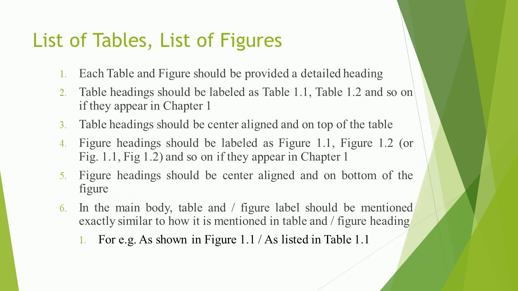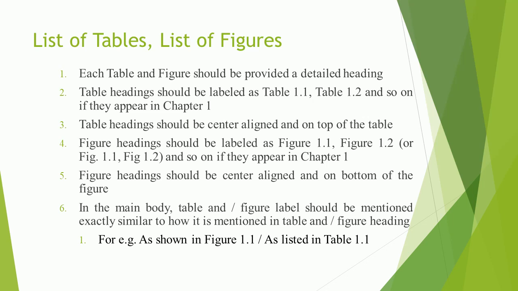List of tables, list of figures. Each table and figure should be provided a detailed heading. Table headings should be labeled as Table 1.1, Table 1.2, and so on if they appear in Chapter 1. Table headings should be center-aligned and on top of the table. Figure headings should be labeled as Figure 1.1, Figure 1.2, or Fig 1.1, Fig 1.2, and so on if they appear in Chapter 1. Figure headings should be center-aligned and at the bottom of the figure.